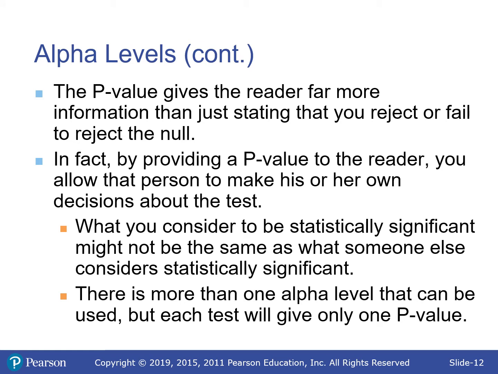So, as I mentioned before, the p-value gives readers far more information than just stating that you reject or fail to reject the null hypothesis. So always provide that p-value. By doing that, you allow that person to make their own decisions about the test, because what you consider significant might not be significant to other people. And as I said, there's more than one alpha level that can be used, but each test will give only one p-value. It's just, does it fall above or below the alpha level that was used for that test?